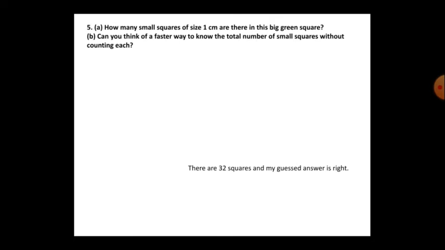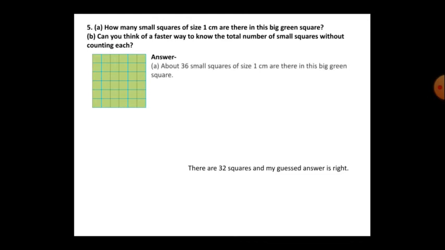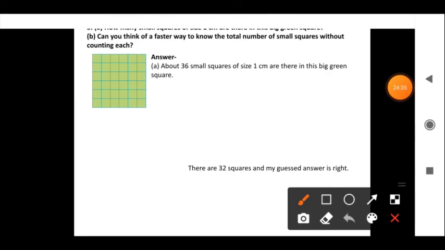How many small squares of size 1 centimeter are there in the big green square? Can you think of a faster way to know the total number of small squares without counting each? See here, the green square is there. How many small squares of size 1 centimeter are there? You need to find here. Can you think of a faster way? Is there any method to find this?